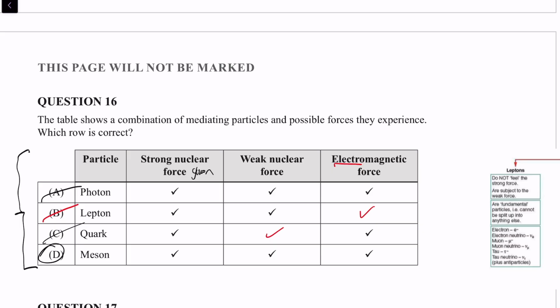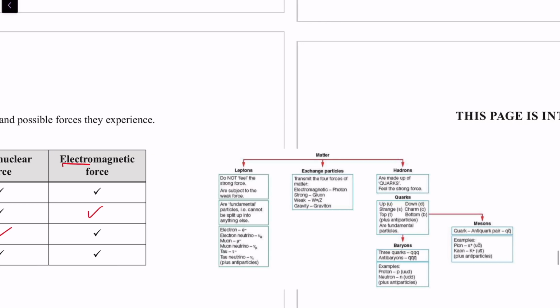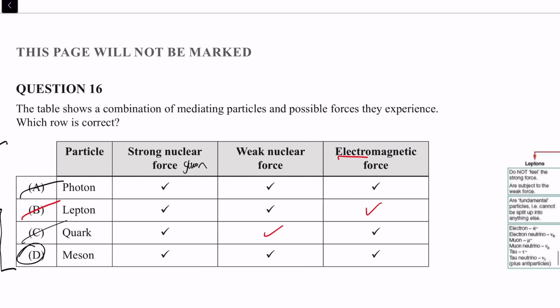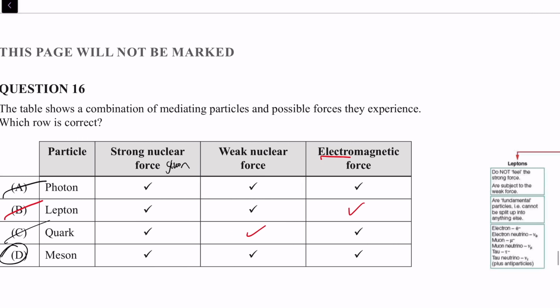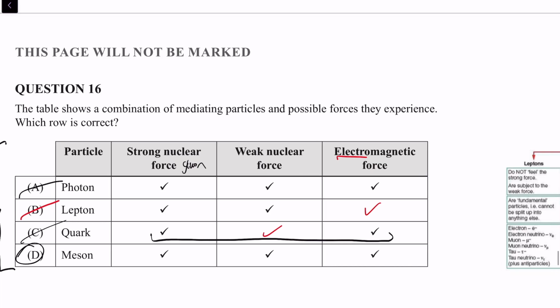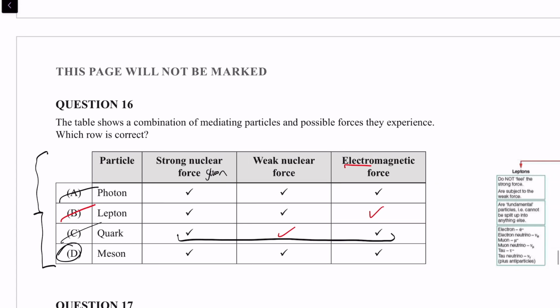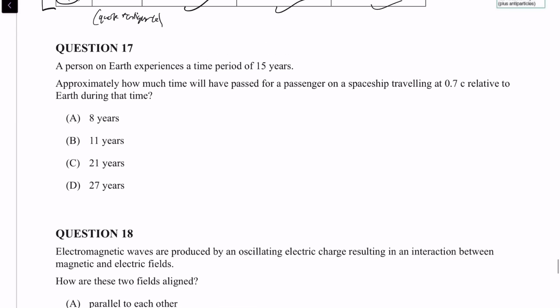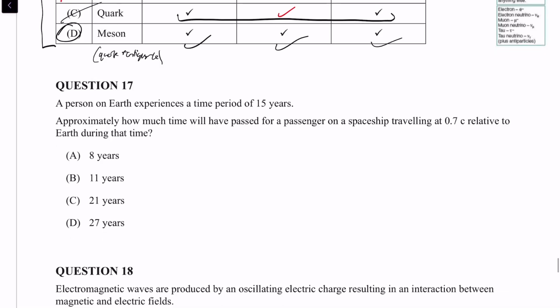And a meson, just quickly here, is just a quark anti-quark pair. So if you think of quarks having everything, the strong nuclear, weak nuclear, electromagnetic, then by intuition, you can see that a meson, which is just a quark anti-quark pair, will have the same sort of features. They'll have a tick here, tick here, tick here, just like what was supposed to be for the C row. So it is D, the answer. Yeah, it's really just rote learning.